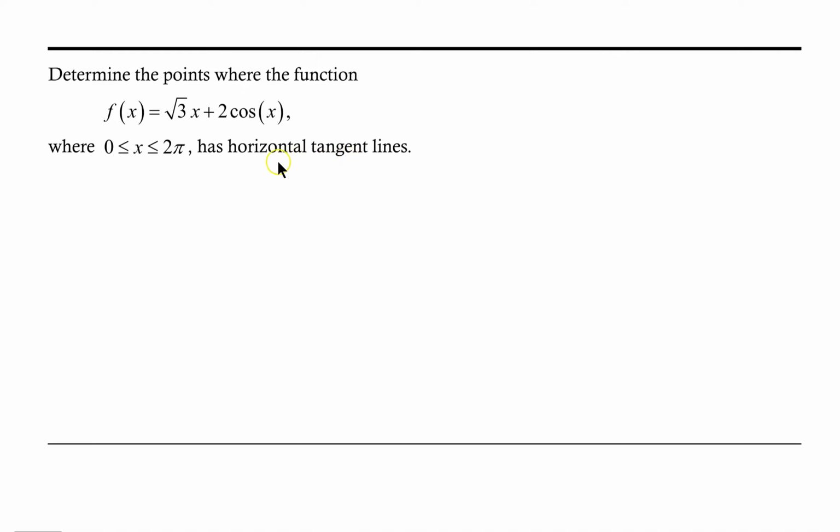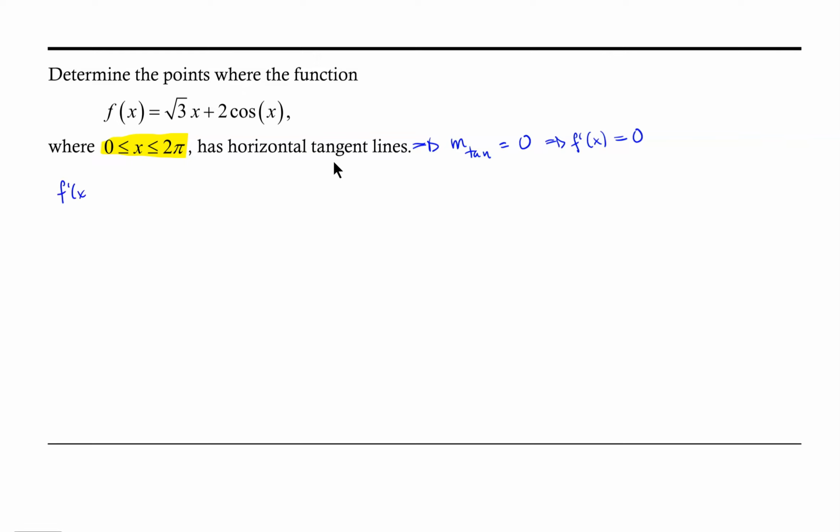When we are looking for horizontal tangent lines, we are looking for where the slope of the tangent line is equal to 0. So this means we want the slope of the tangent line to equal 0. And we know that the derivative of the function gives us the slope of the tangent line. So we're looking for points where the derivative is equal to 0. Now keep in mind, we are limiting our area of interest to the interval from 0 to 2 pi. So let's go ahead and find our derivative.